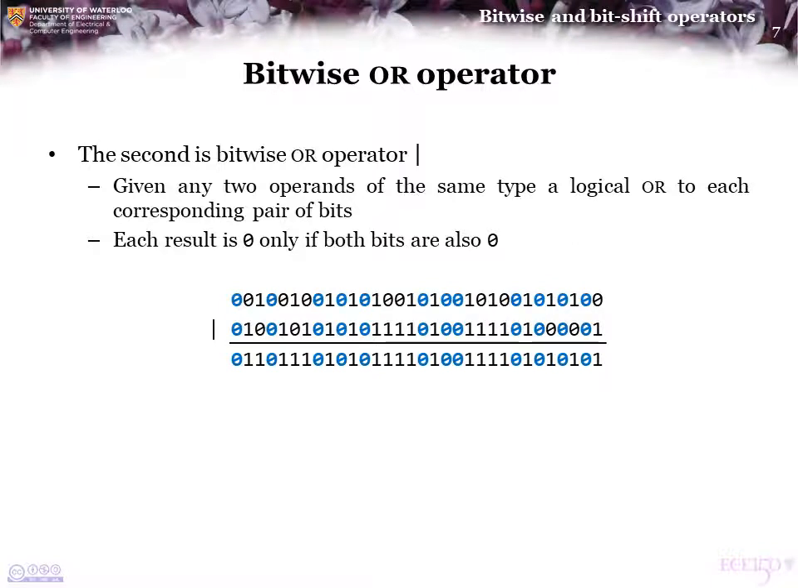So here are two 32-bit integers, and we note that if both corresponding bits are 0, then in the result we also see that bit set to 0. On the other hand, if one or both of the operands have a bit set to 1, then the result of the bitwise OR operation in those corresponding bits is also 1.